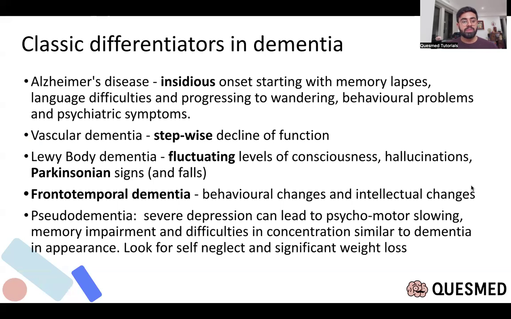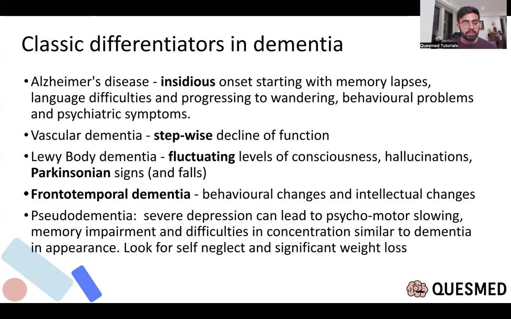So in terms of dementia and the main differentiators between the main dementias: Alzheimer's disease is the most common type of dementia. It can be not necessarily a sudden onset, but it tends to be more insidious, so it doesn't come as an expected presentation. It can very often cause difficulty finding your words, and it can result in wandering, as well as behavioral symptoms and psychiatric symptoms.